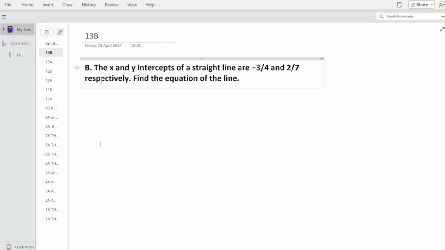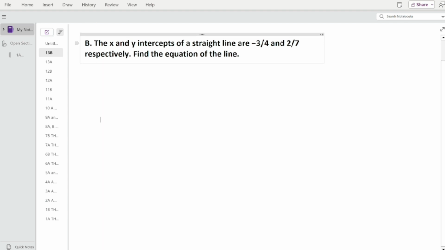Question 13b says the x and y intercepts of a straight line are -3/4 and 2/7 respectively. Find the equation of the line. Since it is respectively, the first one is the x-intercept and the second is the y-intercept. And note that when they say intercept, the intercept is where it crosses the x-axis or the y-axis. So they gave us the x-intercept and the y-intercept.